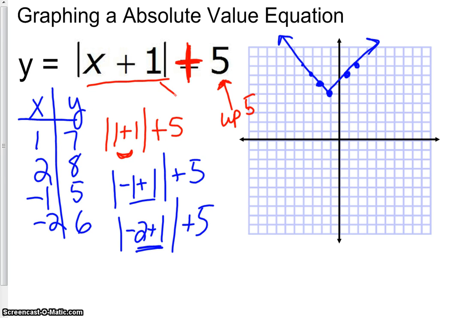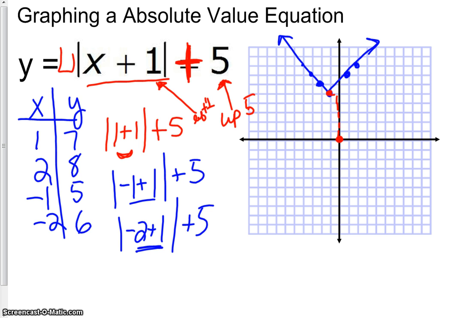Inside the grouping symbol, this positive 1 moves it in its opposite direction, so it's going to move it left 1. So from our usual starting point of 0, 0, we went up 5 and left 1, and that was our new starting point.